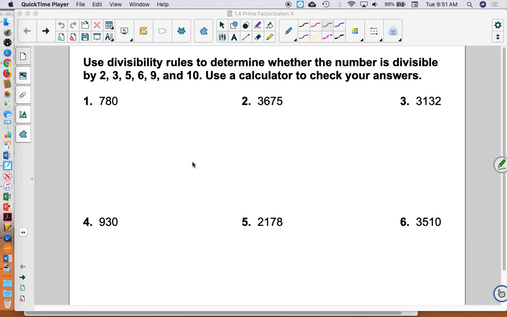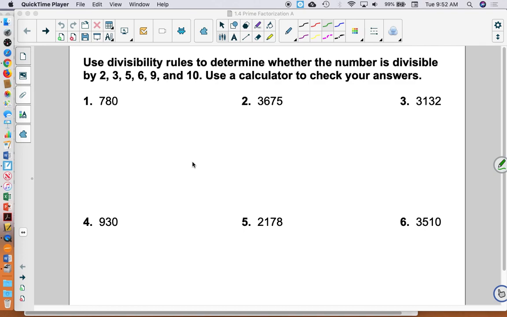It's now in your folder, and you have that folder open and in front of you, because we're going to use the rules of divisibility. So don't just put it away. Everybody should have that. Does everybody have 1.4 Prime Factorization A? Yes. Good. I want that one out.